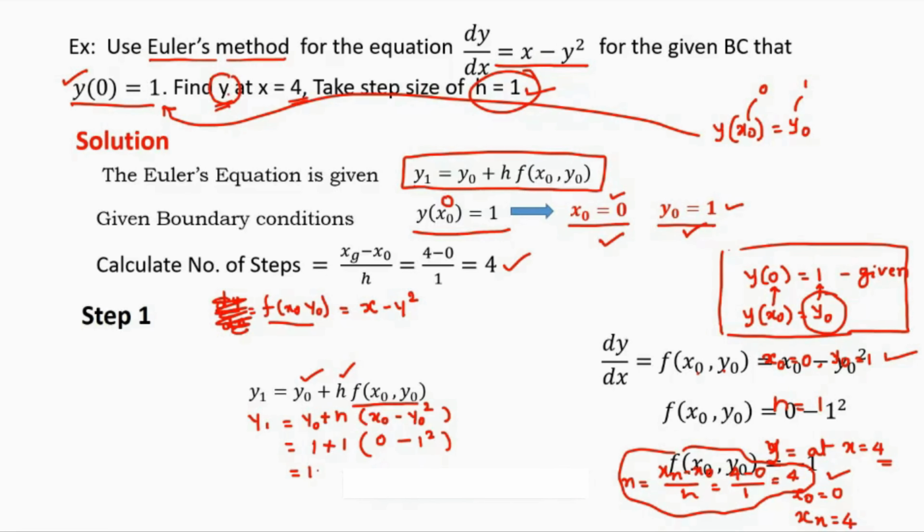This is 1 plus, so this is minus 1 square, which means minus 1, minus 1 into plus 1, 1 minus 1 here, 1 minus 1 is 0. y1 value, y1 is equal to 0.